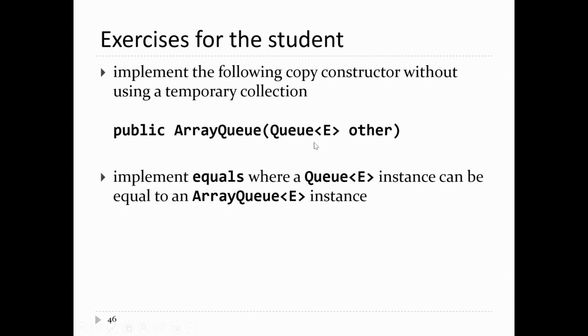Because all you can use in this constructor are the methods that are defined in the Queue interface. You don't know the internals of the queue that you're copying. So it's not as simple as copying the other queue's array, because you don't know if it has an array or not. So you're now in the situation where you want to copy this other queue, and additionally, you don't want to permanently change that other queue.